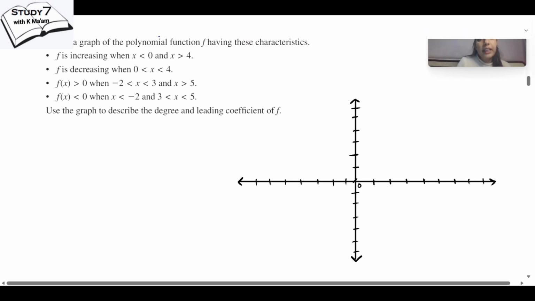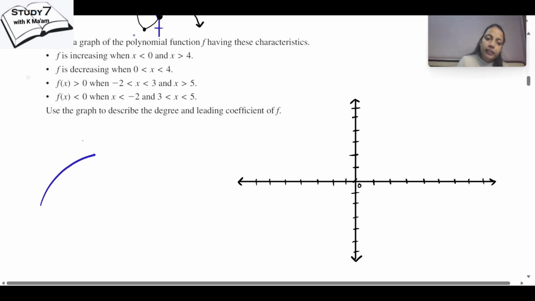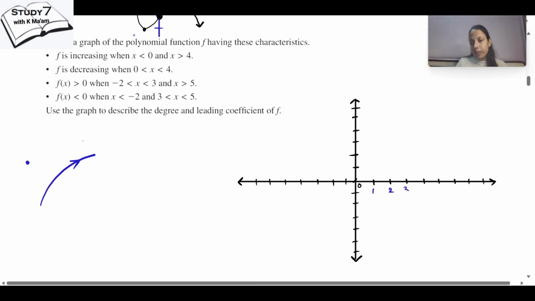The first condition says f is increasing when x is less than 0. For x less than 0, it is increasing. Increasing means it's like this. It's going up, going in this direction. This is increasing behavior. And when x is greater than 4, it is again increasing. This is the first curve you will get for the left side, and after 4 you are getting a curve like this.